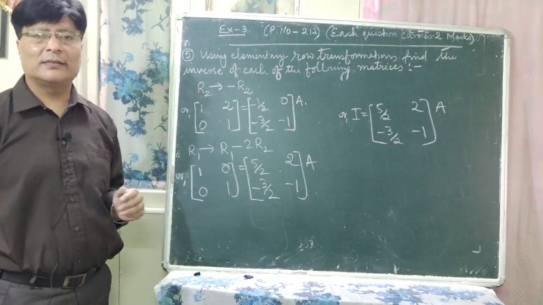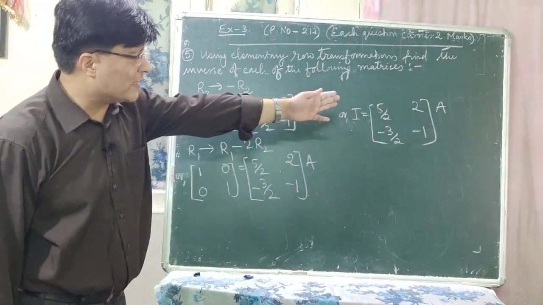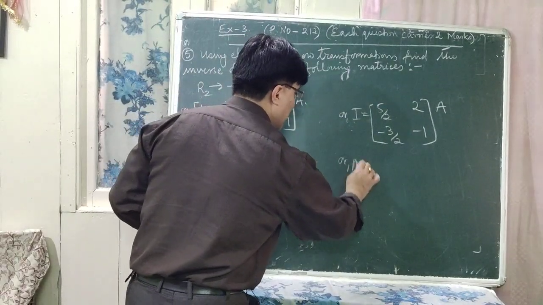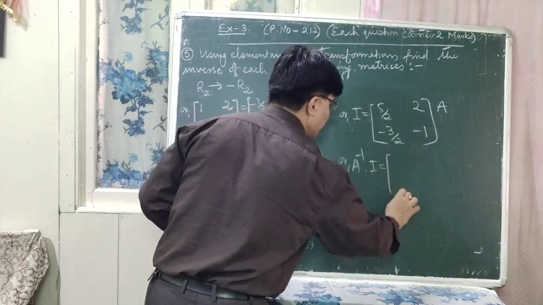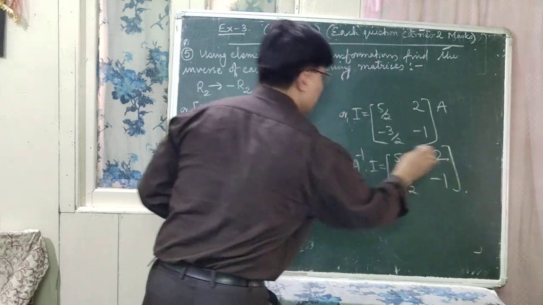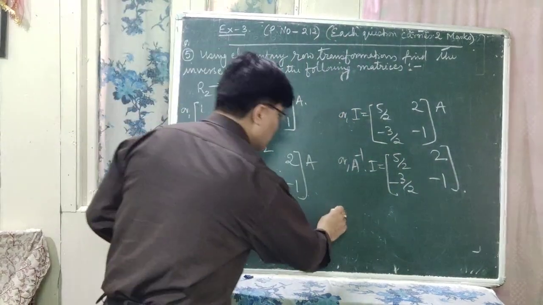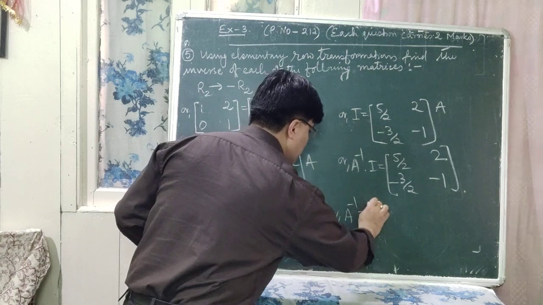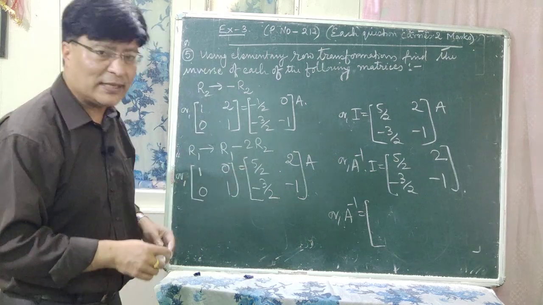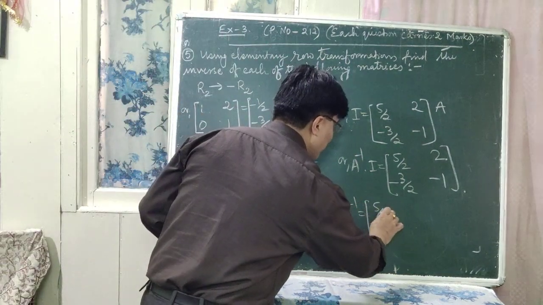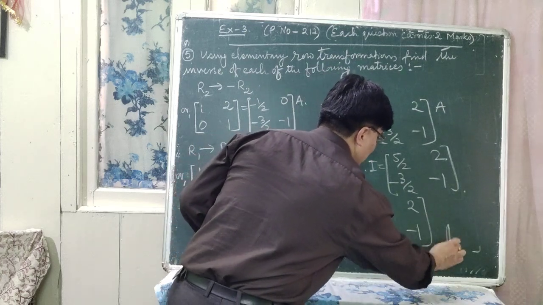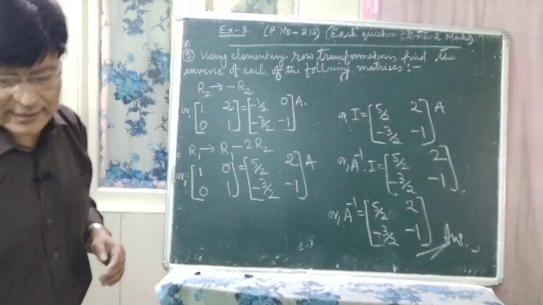Since you have to get the matrix A inverse, you can take that A to the left hand side. So when this A goes to the left hand side, it becomes A inverse dot I is equal to this, which is 5 by 2, 2, minus 3 by 2, minus 1, right? Now what is A inverse dot I? It is just like multiplying with 1. It is only A inverse. So what is this answer? 5 by 2, 2, minus 3 by 2, then minus 1. So this is the final answer.